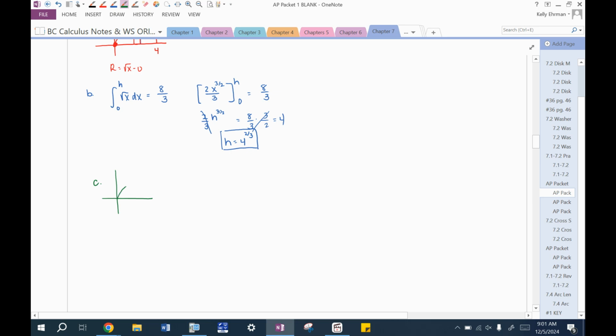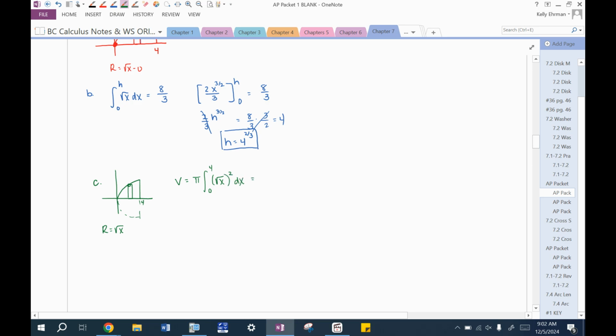If we generate this shape around the x-axis, we get this kind of dome shape. So this is going to be the disk method, where r is, again, just the square root of x. So the volume of the whole thing, we're going from 0 to 4. The volume would be the integral from 0 to 4 of, I forgot my pi, sorry, pi r squared. Pi times the integral from 0 to 4 of the square root of x squared dx.